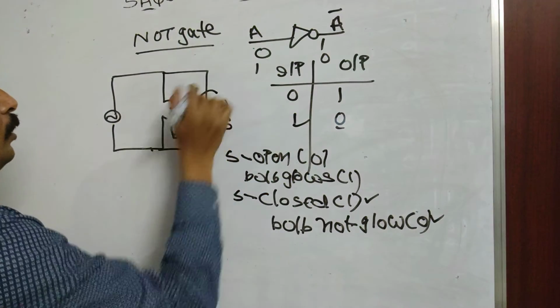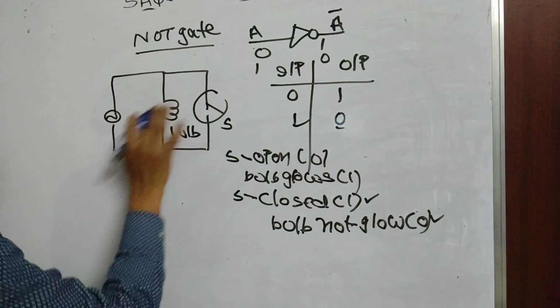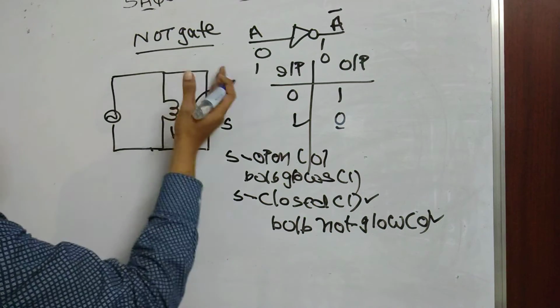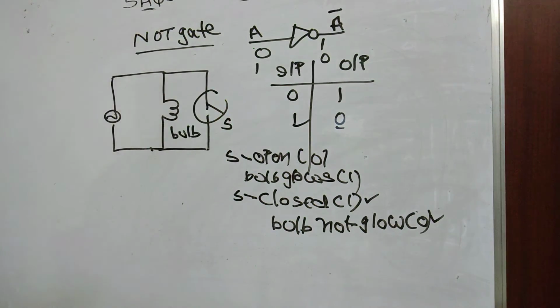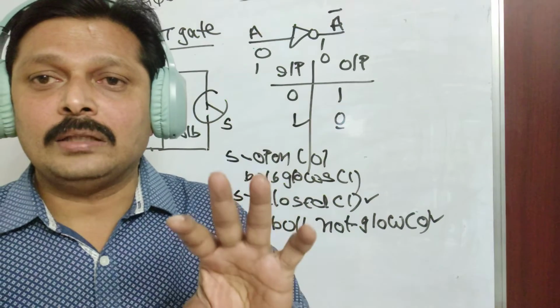That means the switch controls the bulb operation. The bulb glows when the switch is open. The bulb does not glow when the switch is closed. These are the points relevant to the topic of semiconductors. I conclude now. Here are the questions.